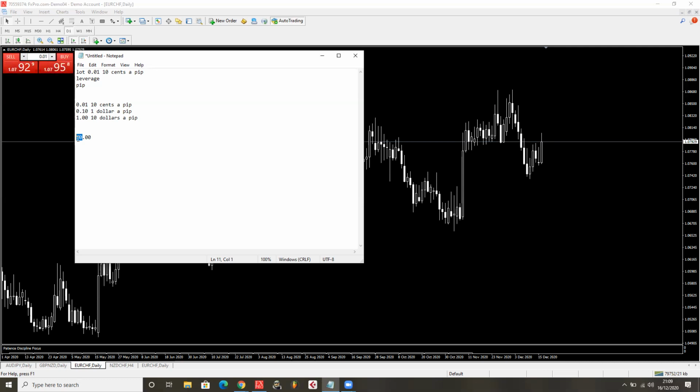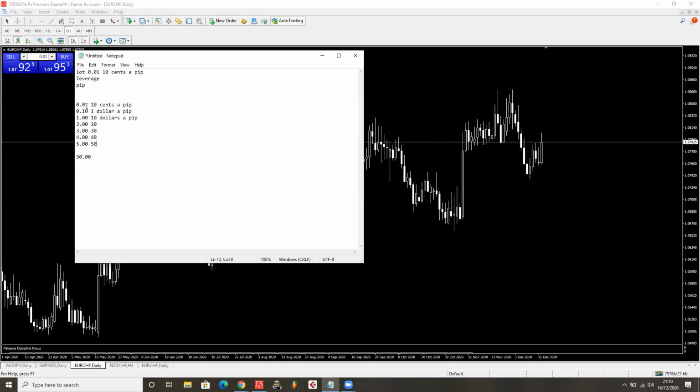So let me break that down. If you're making $10 a pip on one lot, how much would 2 lots be? $20. Beautiful. 3 lots? $30. 4 lots? $40. Now, how much would 5 lots be? $50. No, 50 lots per pip, that's $500. Beautiful. Now we're getting somewhere.